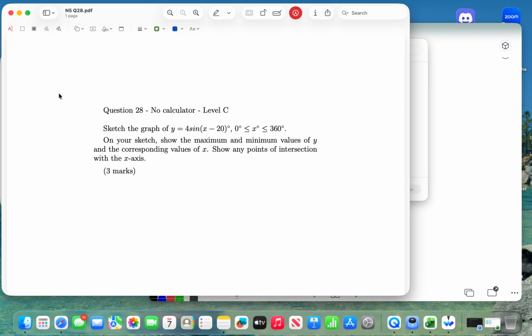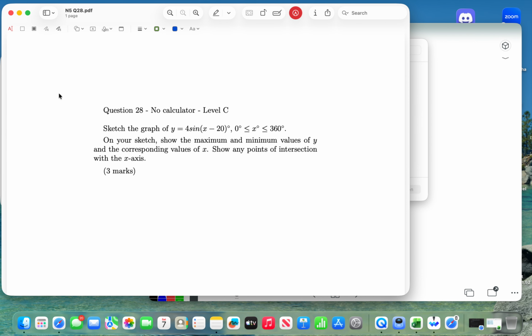We have an example of a trigonometric function that we want to sketch. We have to sketch the graph of y equals 4 sine (x minus 20). So we have to show the maximum and minimum values of y and the corresponding values of x, and show any points of intersection with the x-axis.